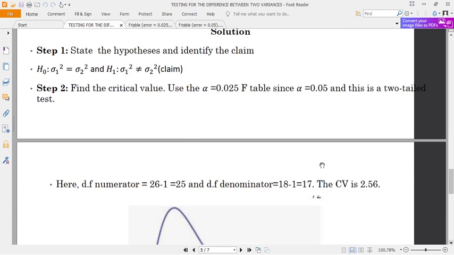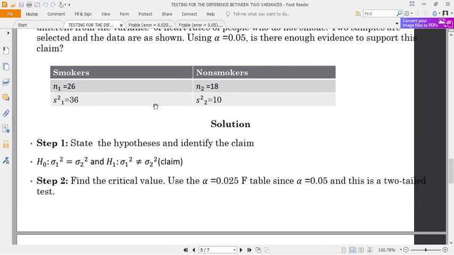So here we have the degrees of freedom of the numerator. Remember, the numerator is always the one with the larger variance, regardless of the sample size. So what has a bigger variance? 10 and 36. So 36 is larger.